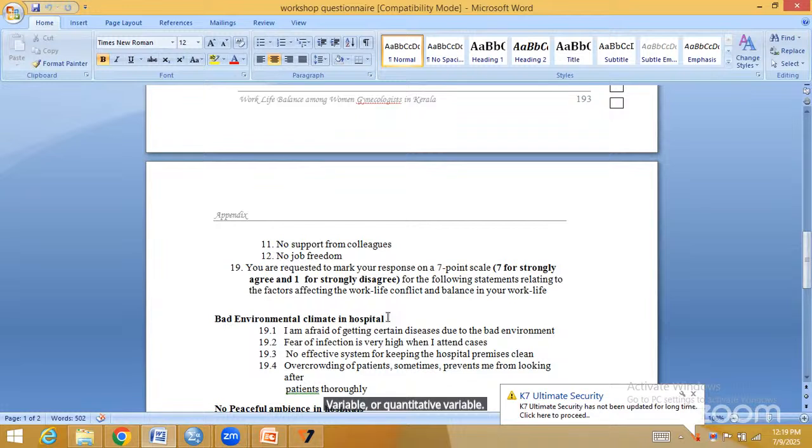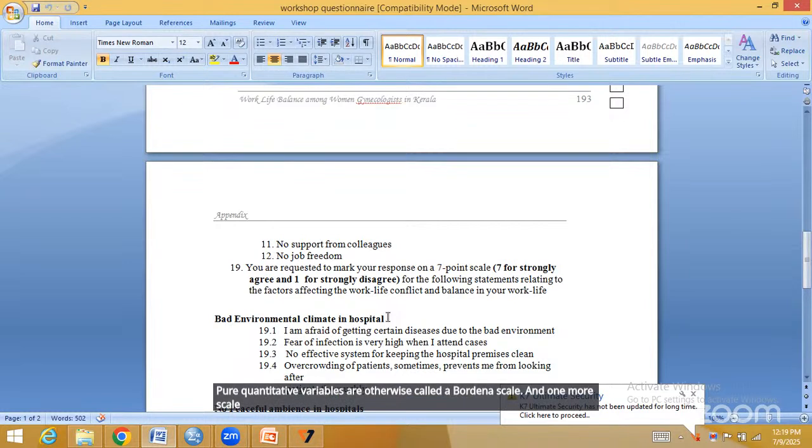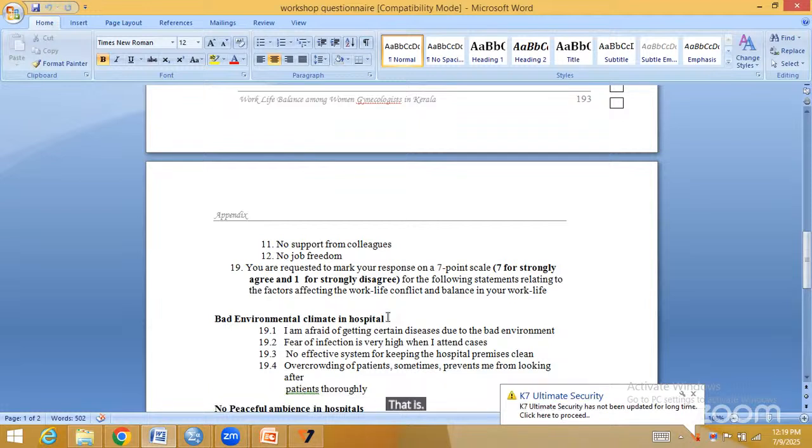And the third one, the fourth one, anything that can be quantified, then that particular scale is called ordinal. Pure quantitative variables are otherwise called ordinal scale. And one more scale that is rarely used in social science research, that is ratio scale, and it is normally used in agriculture research and medical research.